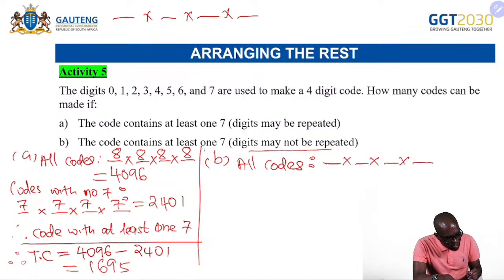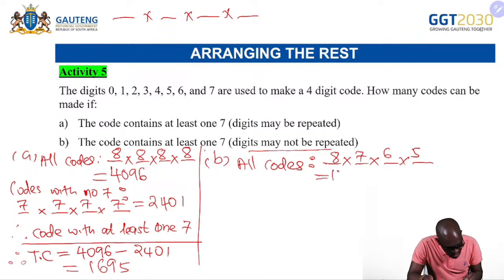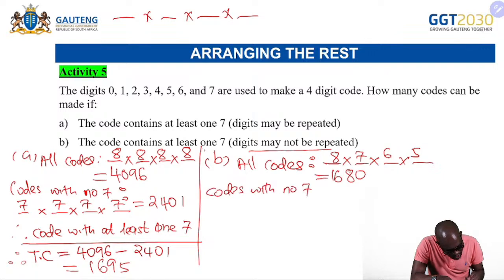Since repetition is not allowed, this would be 8 times 7 times 6 times 5. Because we're not repeating, we're going to get 1680 codes. And then we're going to take codes with no 7. If we take codes with no 7, then we're going to have 1, 2, 3, 4.